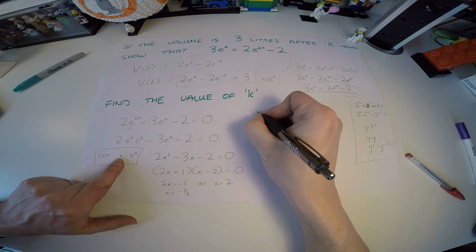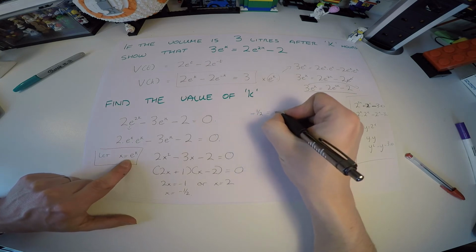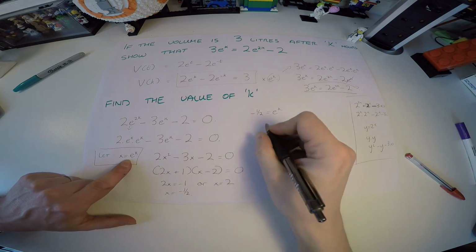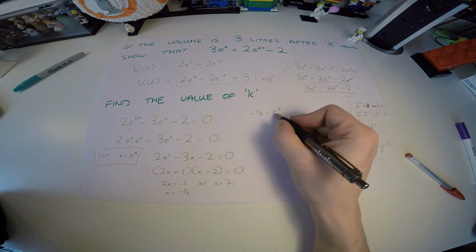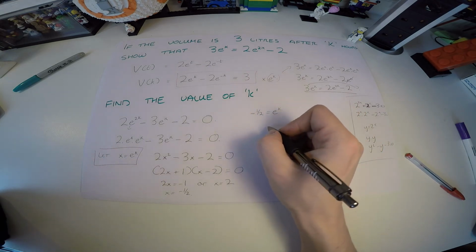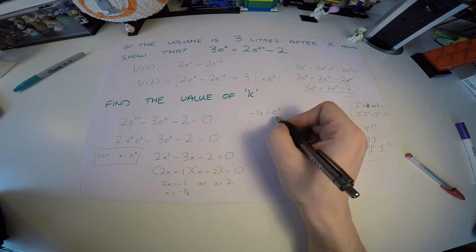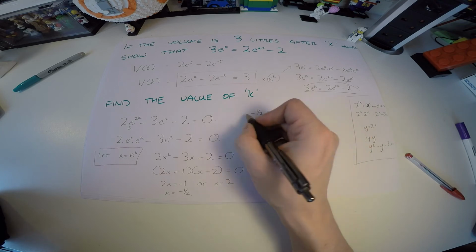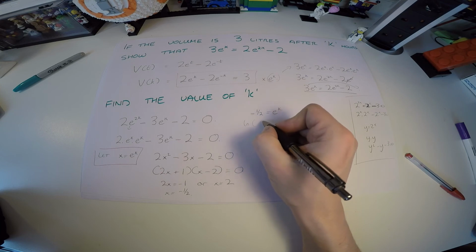So would minus a half work? Could I let minus a half equal to e to the k and find something there? Well, no, I can't. There's nothing you can put e to the power of to give it a negative answer. And even if you're into your calculator, you want to bring this k down, you will be getting the natural log, say, of both sides.